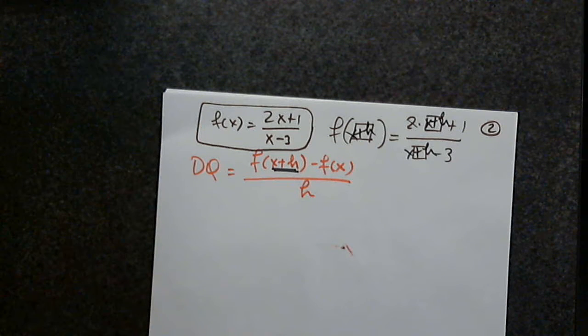Now how do I determine f of x plus h? 2 times x plus h plus 1 over x plus h minus 3. Exactly how I did with 0, exactly how I did with 3. Better? Not exactly.